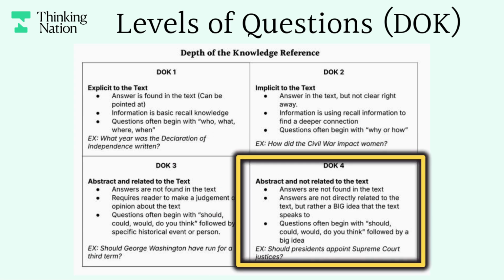DOK level 4. These are abstract and not related to the text. These are questions that are not found in the text. The answers are not directly related to the text, but rather a big idea or concept that the text speaks to. Questions often begin with should, could, would, do you think, followed by a big question. Here's an example. Should presidents appoint Supreme Court justices?